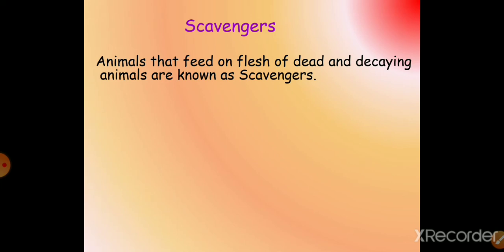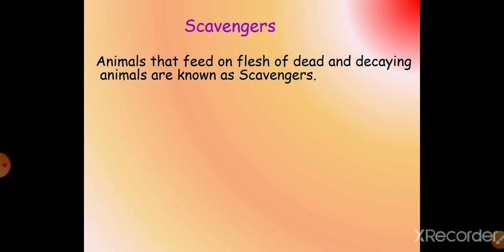Now, scavengers are the animals that eat the flesh of animals that have already died and whose flesh is rotting or decaying. So, scavengers feed upon the flesh of dead and decaying animals. Scavengers are also a type of carnivores that eat the flesh of animals, but instead of hunting, they prefer to eat the flesh of already dead animals.